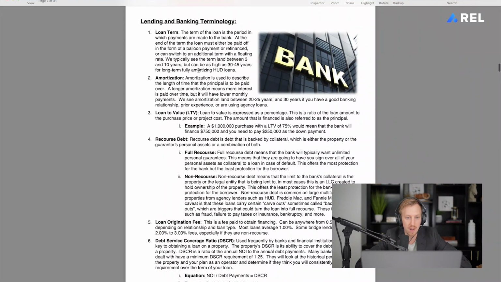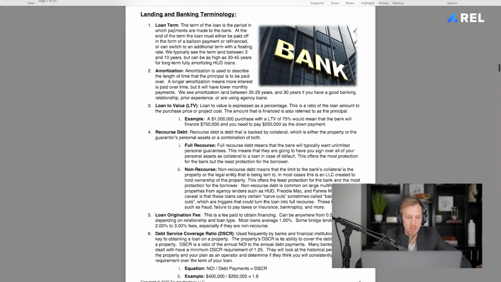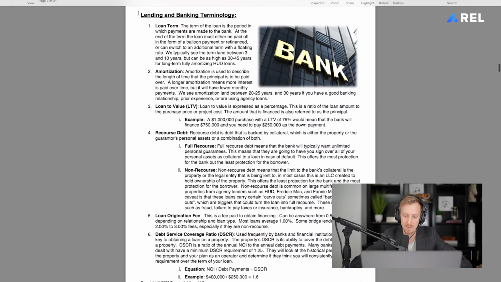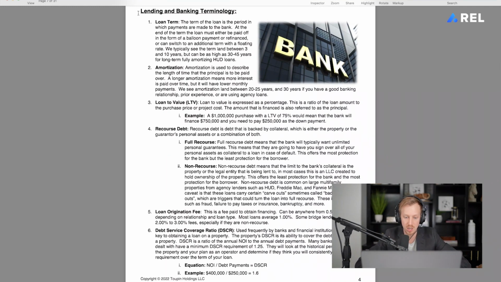Okay, let's move on. So let's talk about lending terminology. Banks, we use financing in this business. You guys need to understand how financing works. There's a whole section later on I'm going to go through about financing, by the way. So this is not the end-all, be-all section. I'm going to go over it much more in depth, but I want you guys to understand all these things before we get into underwriting.